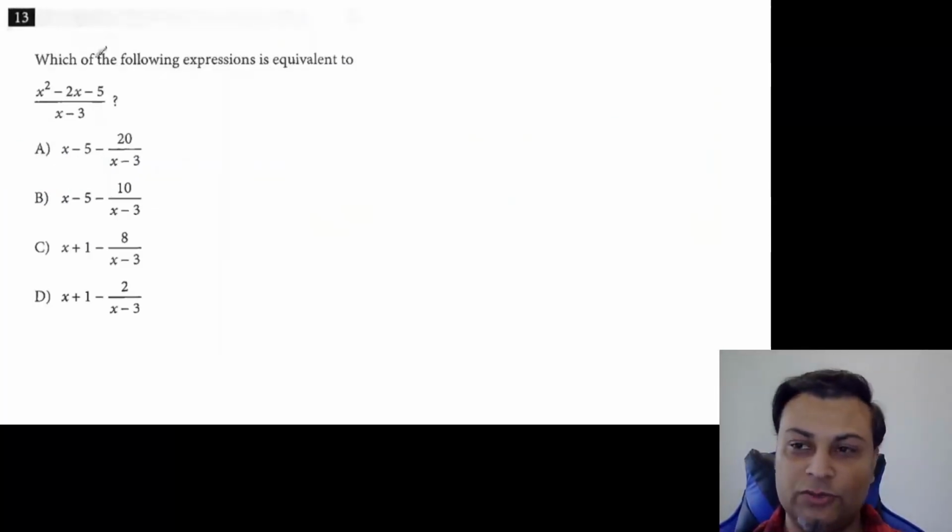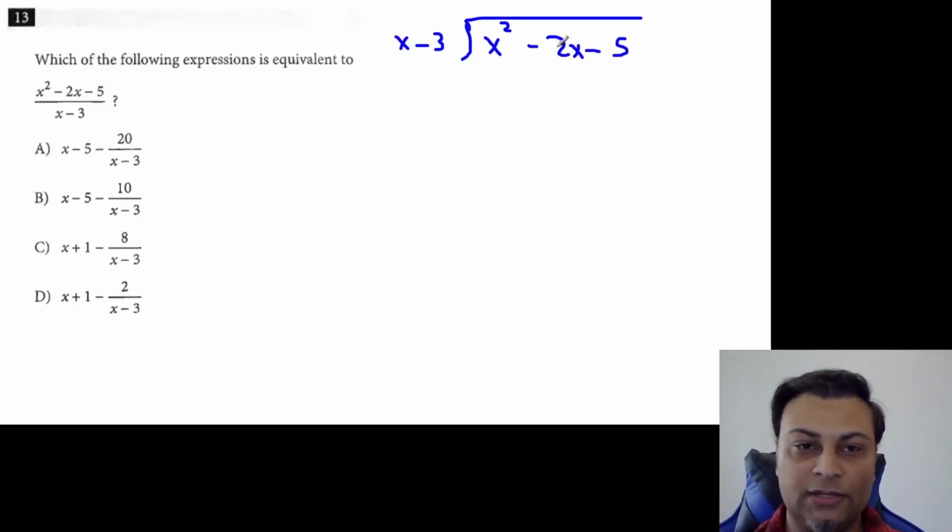Question 13. Which of the following expressions is equivalent to this? And when you're dividing by x minus 3, you can use either long division or synthetic division. So let me cover both real quick. For long division, you would do x minus 3 here, x squared minus 2x minus 5. And then divide the first term by the first term. X squared divided by x is x, and then x times these two.